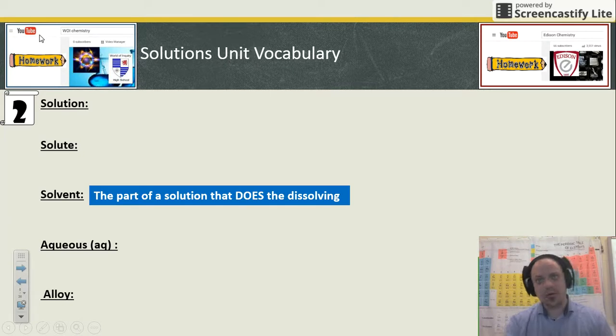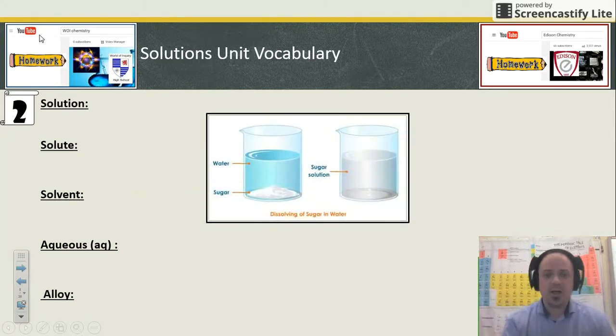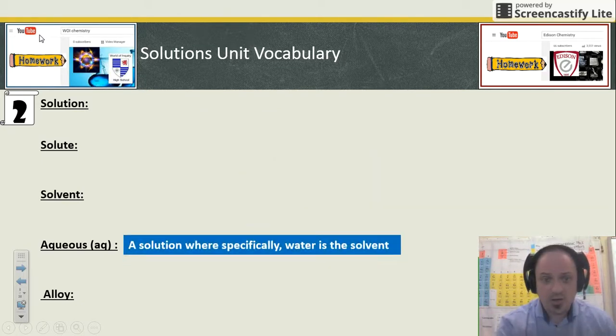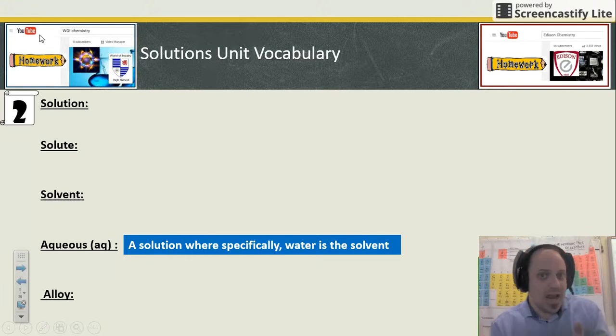Aqueous. Well, that bridges off of what we're talking about with water. Aqueous means dissolved in water, specifically, okay? So a solution where water is the solvent is aqueous. So if you ever see a chemical symbol, NaCl with parentheses AQ after it, it means that NaCl has been dissolved in water. Aqueous, water.